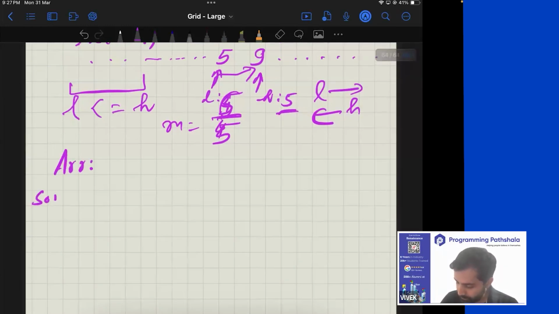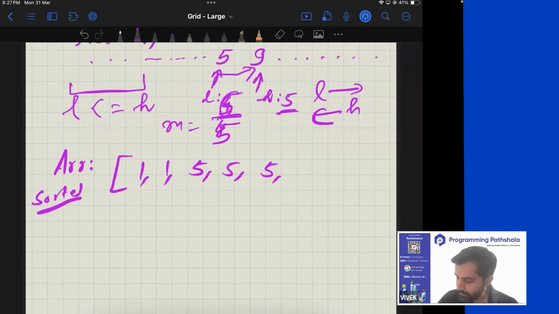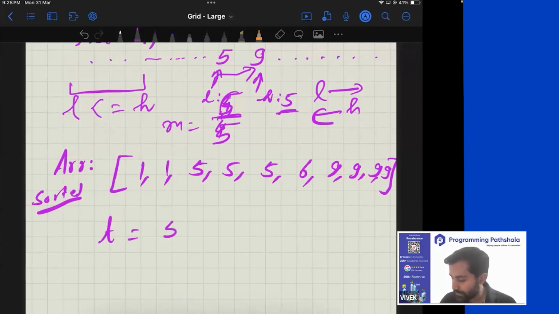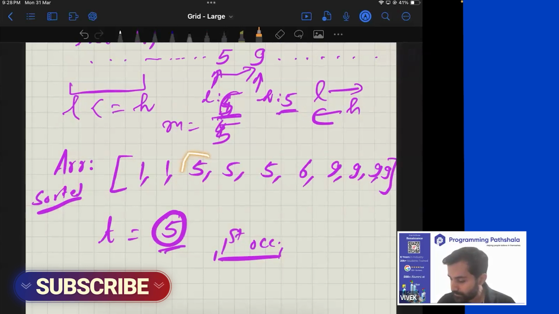So one very well-known problem is where you have an array. It's a sorted array. And let's say it contains elements like 1, 1, 5, 5, 5, 6, 9, 9, 9, 9. And then you are given a target. Let's say your target is 5 and you have to find its first occurrence. First occurrence means what is the first index where it is coming. So what is the first index where 5 is coming? It is index number 2. So my output should be equal to 2.